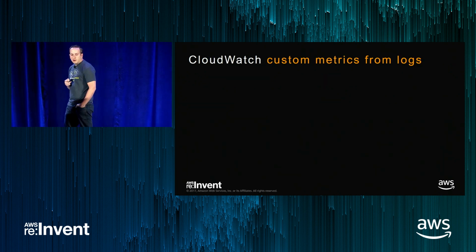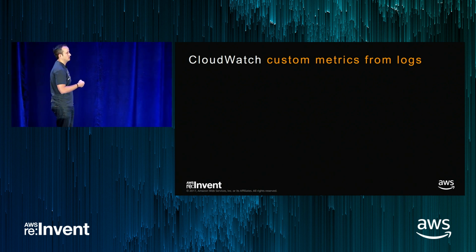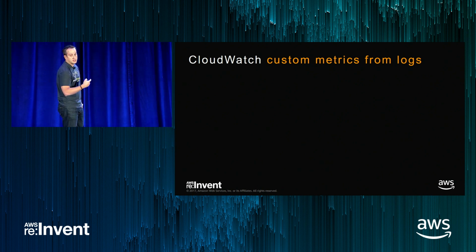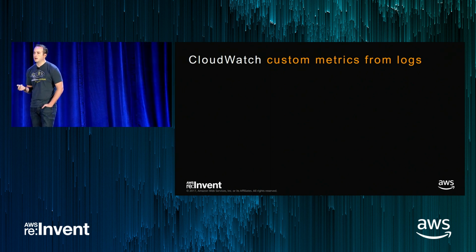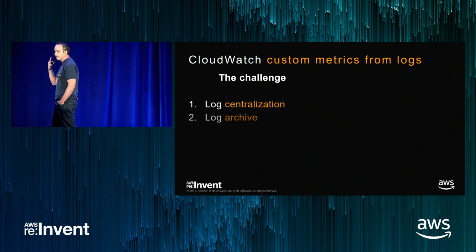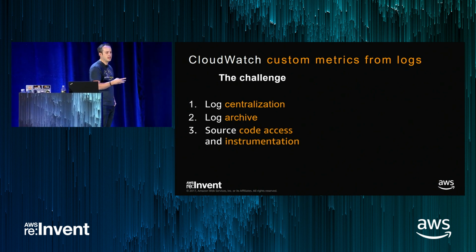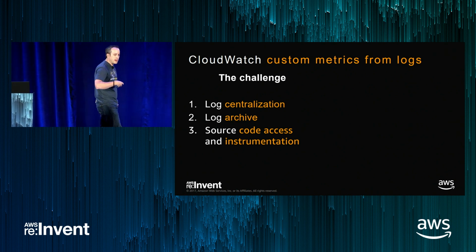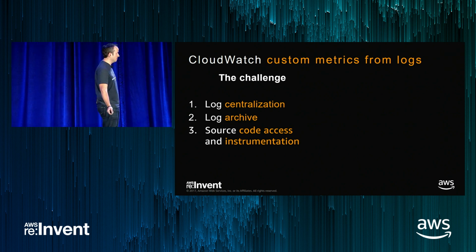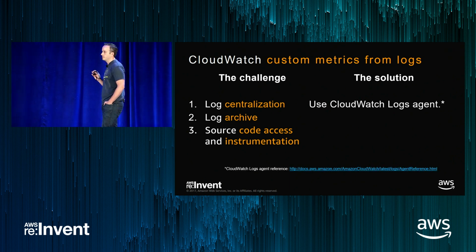Now, let's say you cannot have access to the source code, or you don't want to change the source code, being that a legacy application, or you have a third-party application. How can you create custom metrics out of logs? So when we talk about logs, we have those challenges: how you can get all of those logs for all of those instances into a central location, and how can you archive all that? And how can you make custom metrics out of logs since you don't have source code access to instrument that code? The solution is to use CloudWatch Logs Agent.